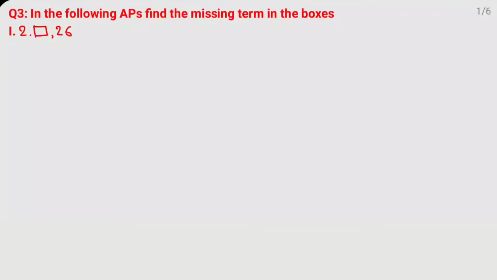So today's section I am going to solve the third main. Look at the third main. In the following APs, find the missing term in the box. So look at the first, here the given 2, an empty box, and 26. So here we want to find out that missing term.